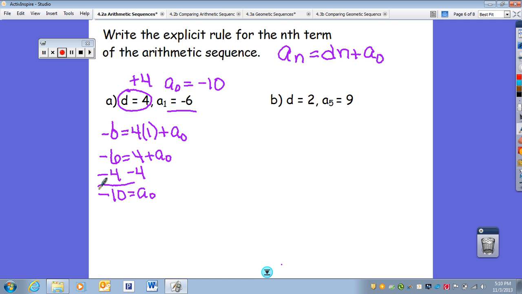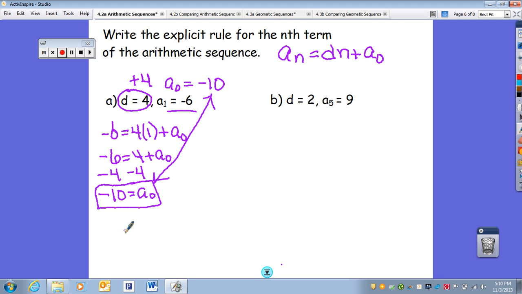You can calculate to find the a sub 0, or you can simply use logic to say that if I add 4 each time to get the next numbers in my sequence, I can simply subtract 4 from my first term to back up 1 to get the negative 10. And you'll notice that we get the same answer.